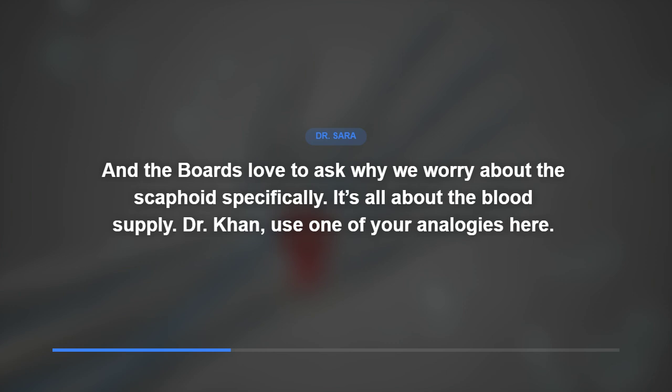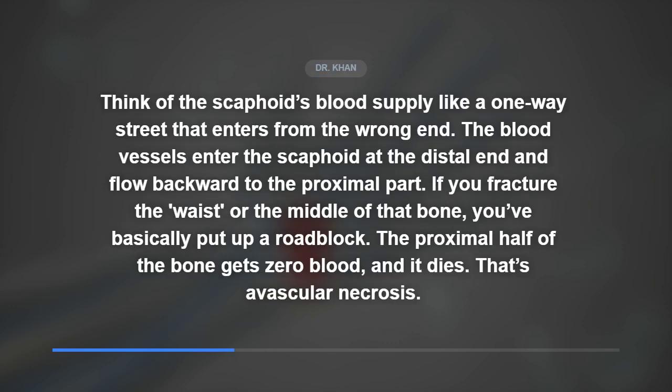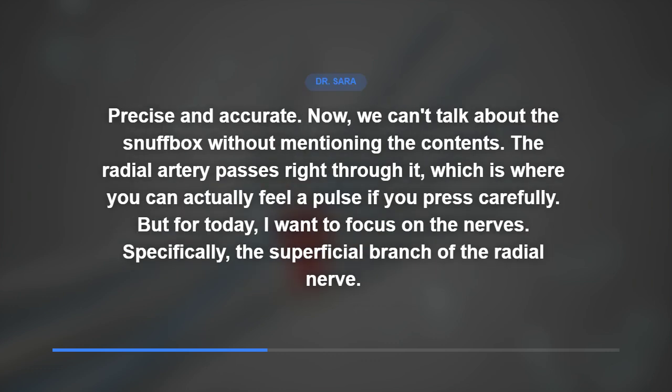And the boards love to ask why we worry about the scaphoid specifically. It's all about the blood supply. Dr. Khan, use one of your analogies here. Think of the scaphoid's blood supply like a one-way street that enters from the wrong end. The blood vessels enter the scaphoid at the distal end and flow backward to the proximal part. If you fracture the waist or the middle of that bone, you've basically put up a roadblock. The proximal half of the bone gets zero blood and it dies. That's avascular necrosis. Precise and accurate.